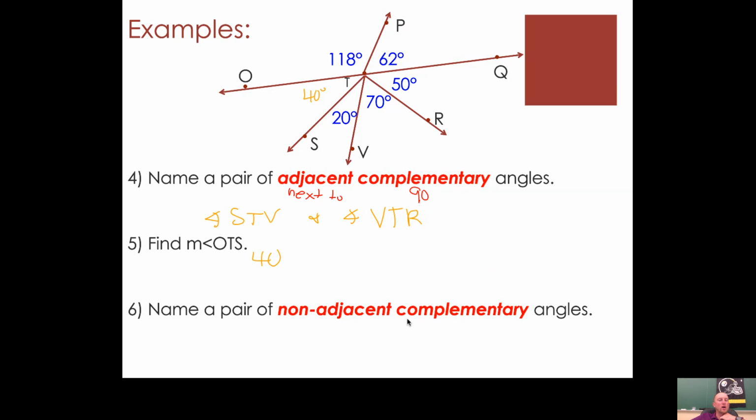Name a pair of non-adjacent complementary angles. Well, now you can definitely see these two angles are not next to each other, and they definitely add to 90. What would you name the 40-degree angle? Angle OTS. What about the 50-degree angle? Well, that should be an angle mark. It's kind of messy, but angle QTR.